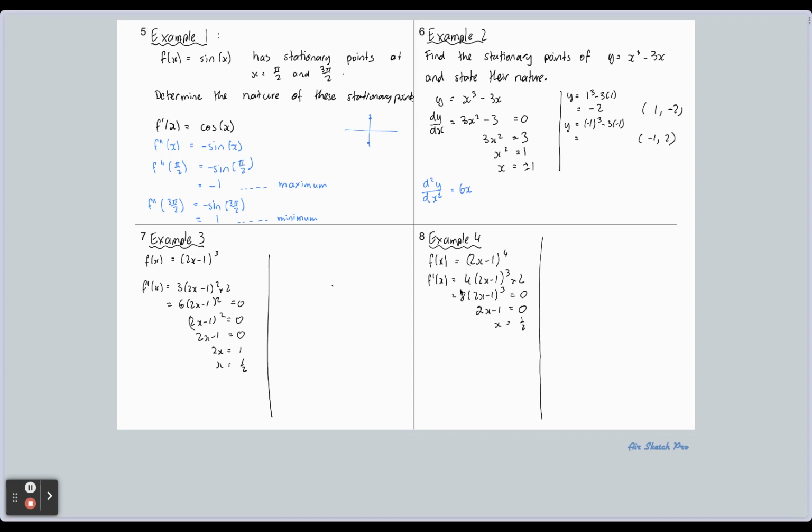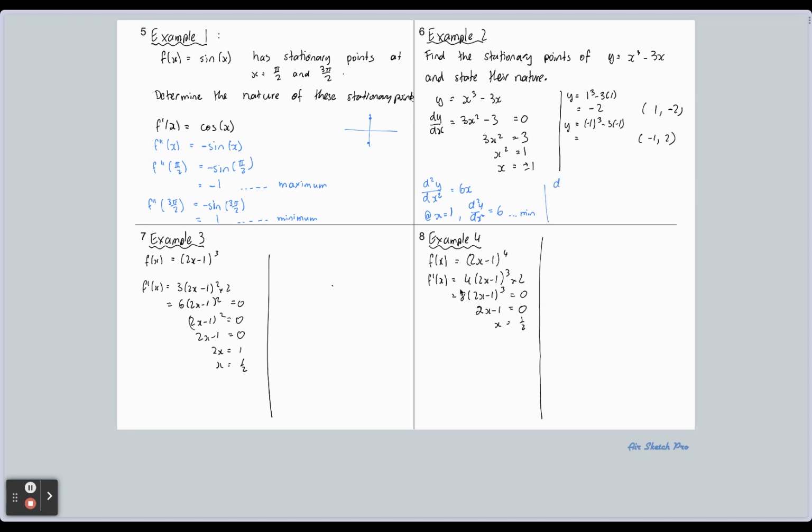6x. So now we look at the second derivative at those points. At x equal 1, we have d²y/dx², and just doing a substitution, is equal to 6. So that's a minimum.